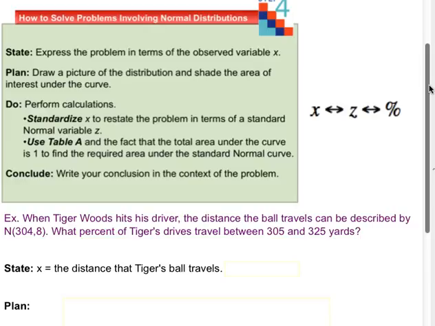So here we are going to reintroduce this four-step process model, okay? Because eventually, again, every problem we do is going to become a four-step process. So let's get in that good habit right away. So state, we're going to express a problem in terms of the variable. Plan, we're going to draw the picture of the distribution and shade the part of interest. Do, we're going to perform calculations. We're going to determine the z-scores, and we're going to find out the area, and then conclude, we're just going to write our conclusion.